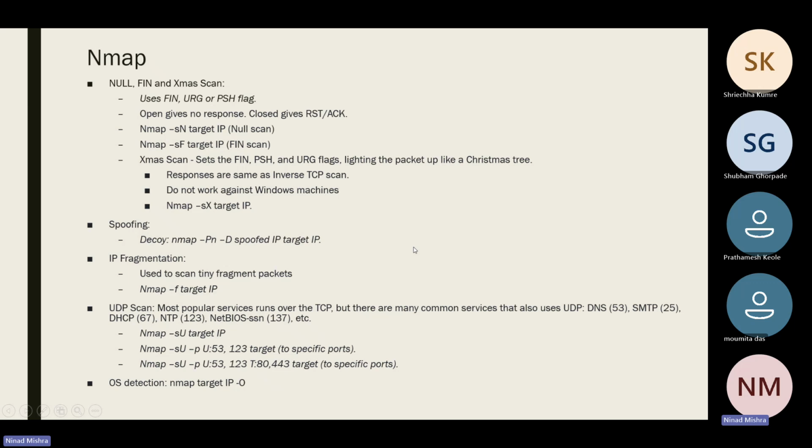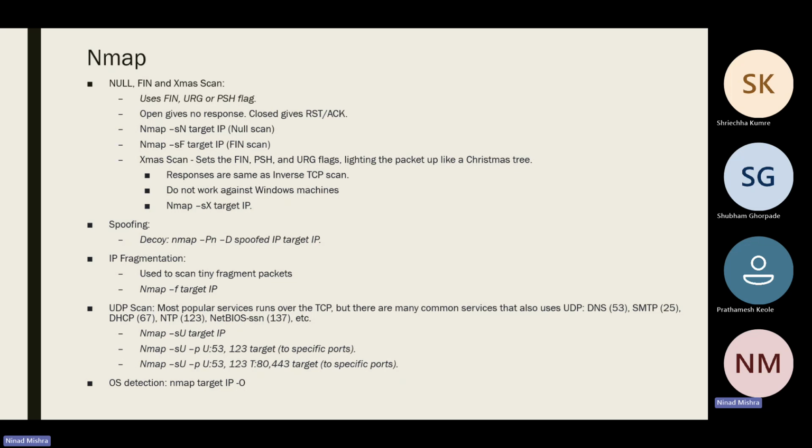IP fragmentation is a concept where the attacker will break down these packets. Instead of sending one complete packet, it will break them down, because of which it is again difficult for the recipient to track or catch them.